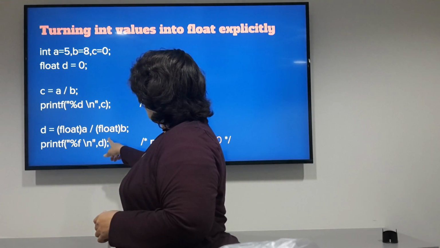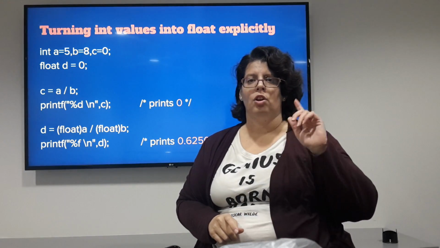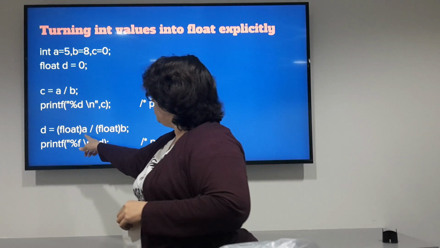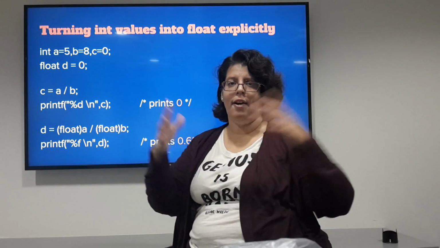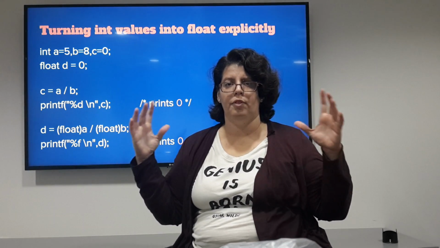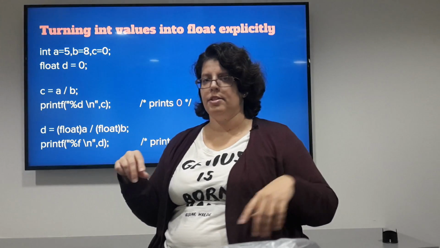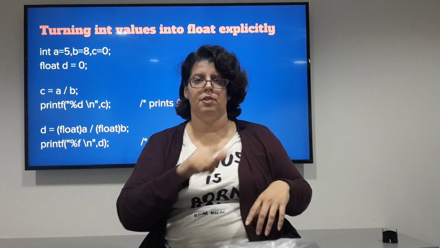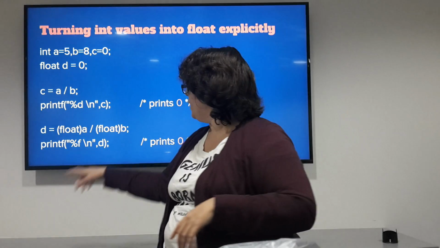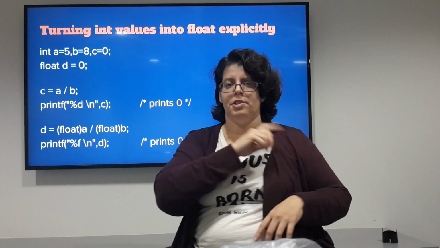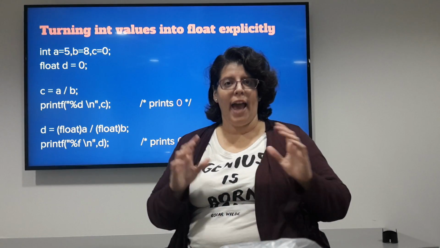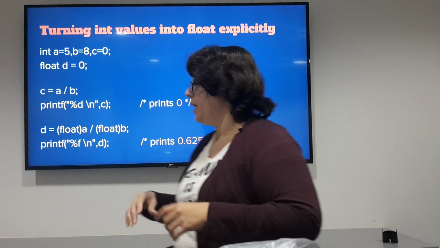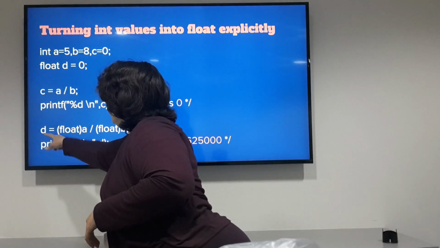Now, let's go a little bit further. What if we said, go ahead and turn a into a float, and go ahead and turn b into a float. So now I have all 6 digits worth of actual decimal places. So I have 5.000000, and here I have 8.000000. Now when I divide the two, I actually get the whole decimal places in my value of d, because d is a float.